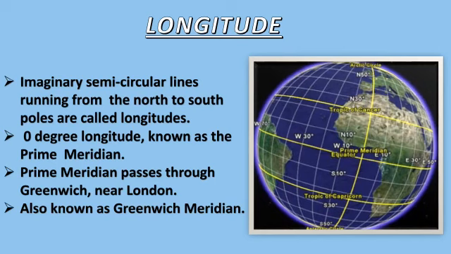Unlike the equator, which is centrally placed between the poles, any meridian could have been taken for the numbering of longitudes. It was finally decided in 1884 by an international agreement to choose as the 0 meridian the one which passes through the British Royal Astronomical Observatory at Greenwich, near London. So this meridian is also called the Greenwich meridian.